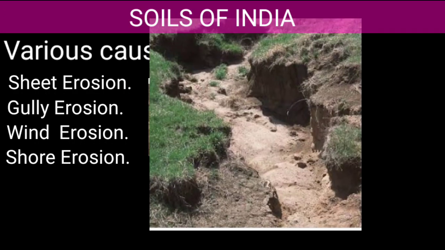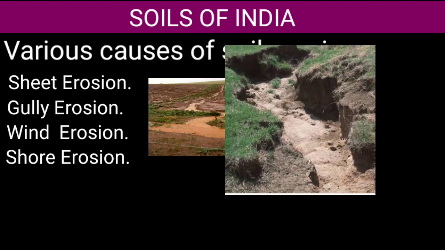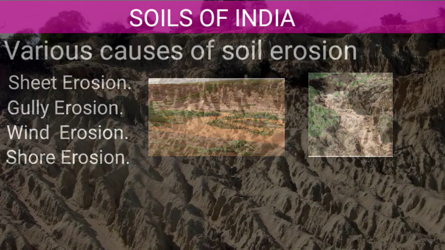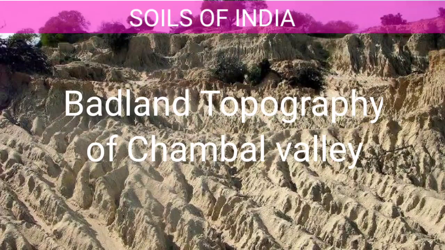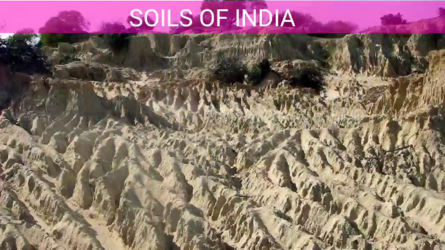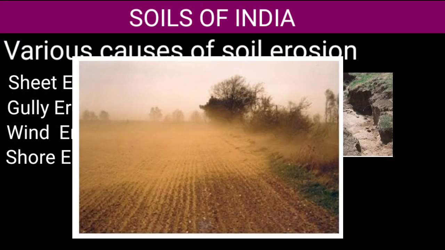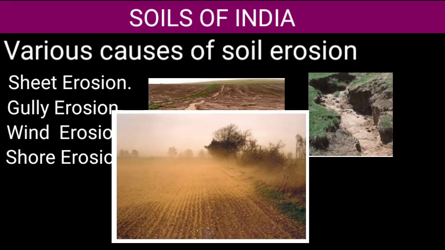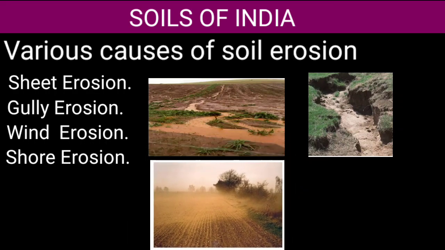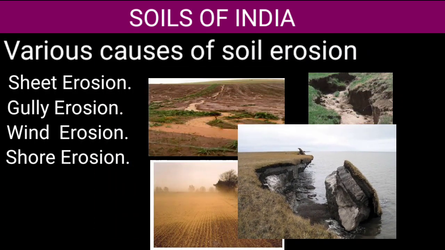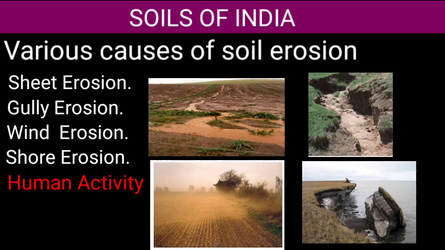And when the water flows in a very distinct path, the widening and the deepening of the valleys takes place. These ravines and gullies will lead to a badland topography, which becomes unfit for any other purposes. Wind also plays an active role by removing the topsoil from the place of its origin, and sea waves also play an active role in the erosion of the shore or the coastal areas.